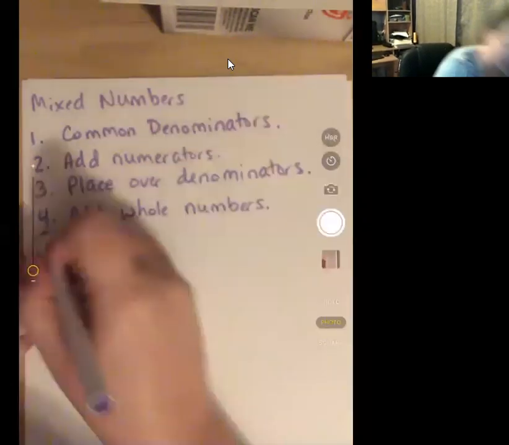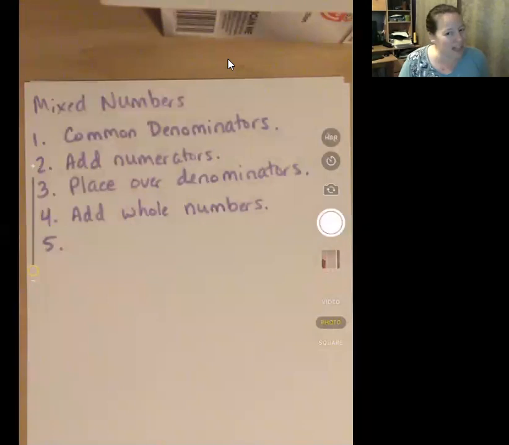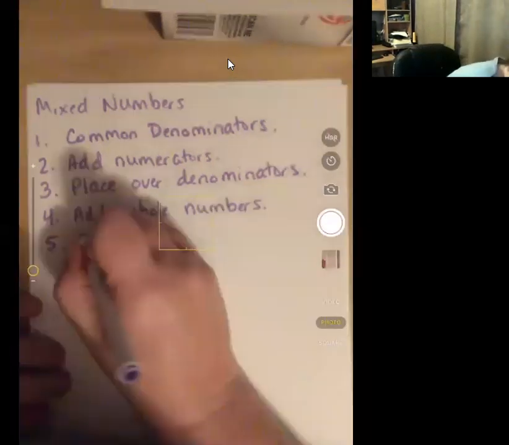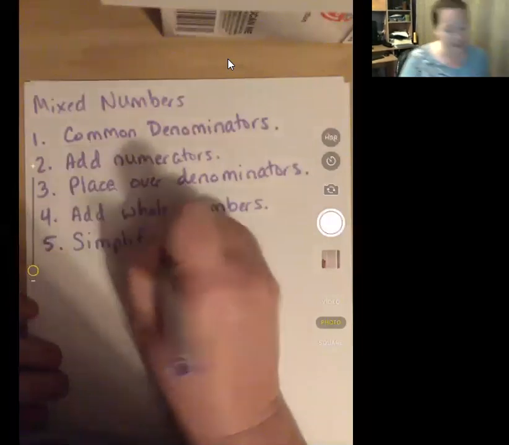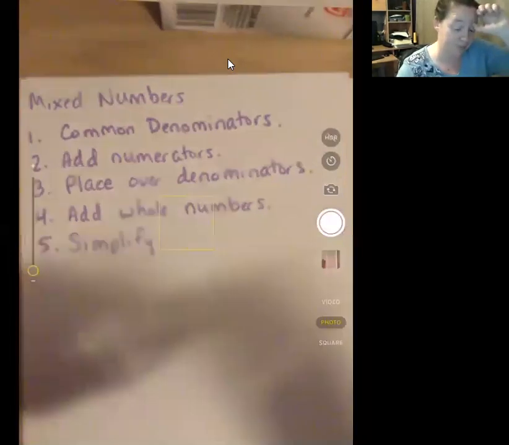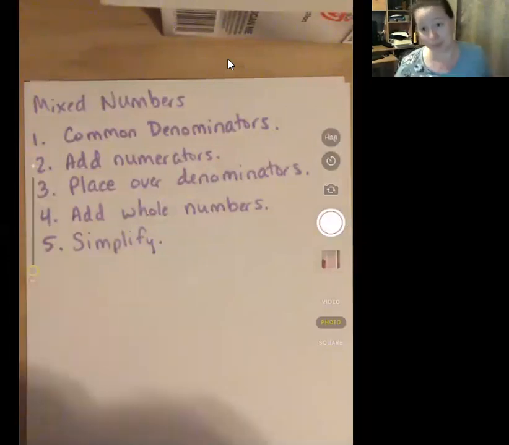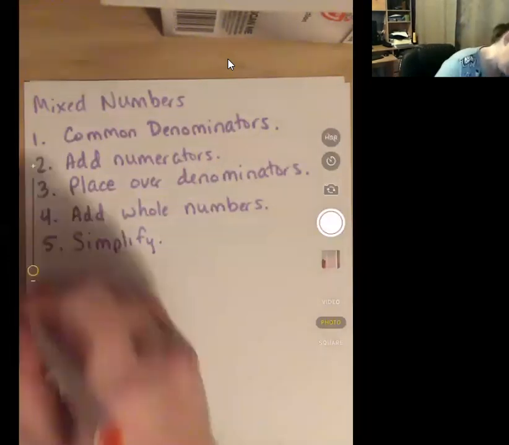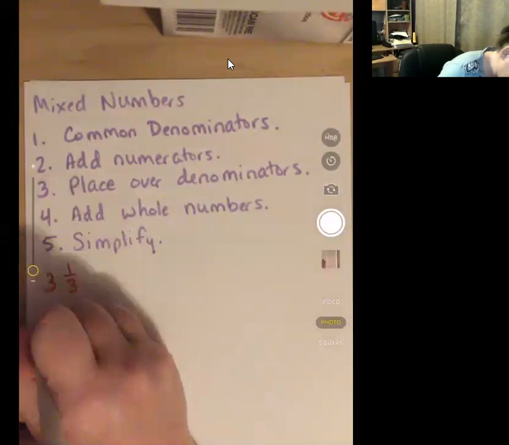And number 5, so we add the whole numbers, but then we have to do one other step, which we didn't talk about on the other side. I said we'll get to it in just a second. We're getting to it right now. Number 5 is simplify. Now, simplifying can end up being done a couple of different ways. We'll look at all of them that we can do.